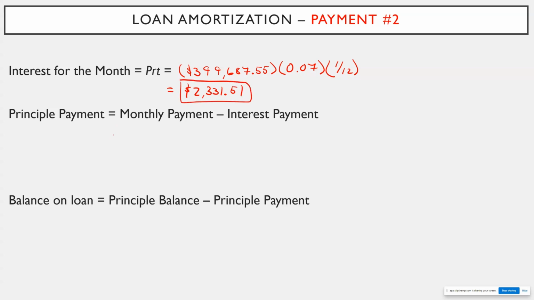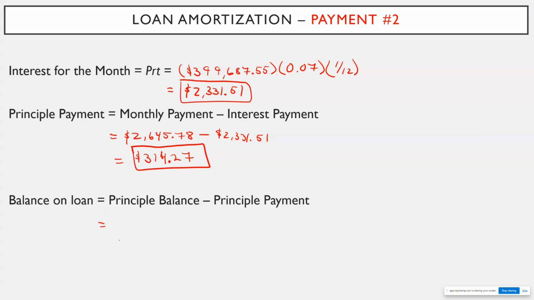All right. So how much are we paying now towards principal on our loan? Well, what is our monthly payment? This monthly payment is fixed. It's $2,645.78. And this is our new interest we paid for the month, $2,331.51. So our principal payment was $314.27 if you plug that into your calculator. All right. That's how much of our monthly payment went to the principal.